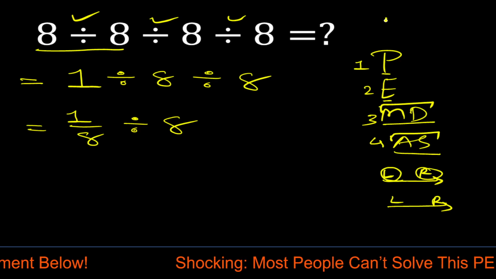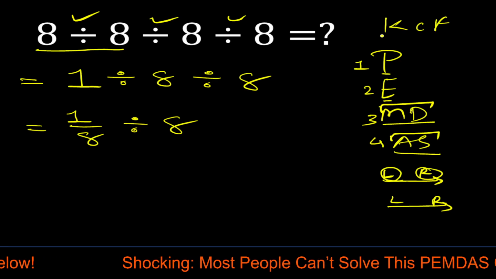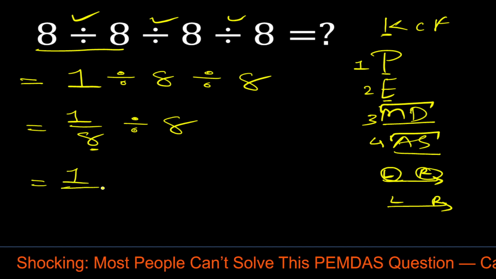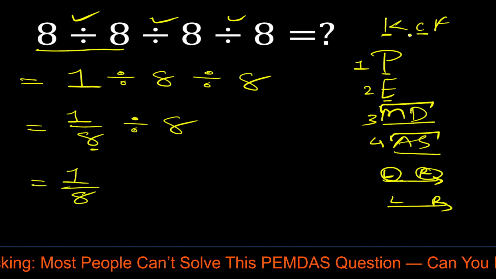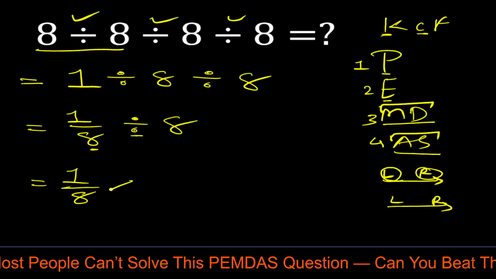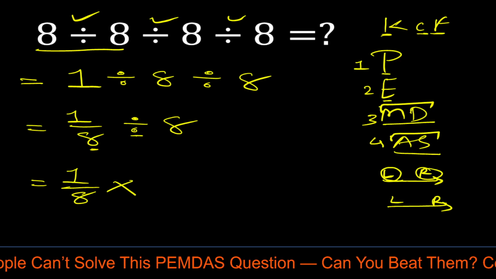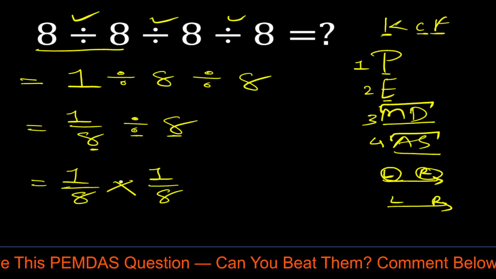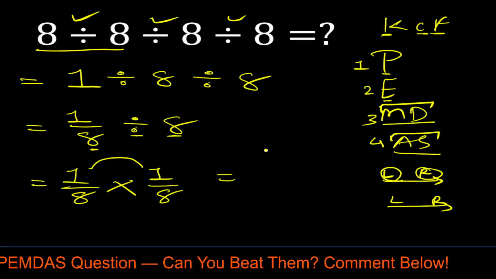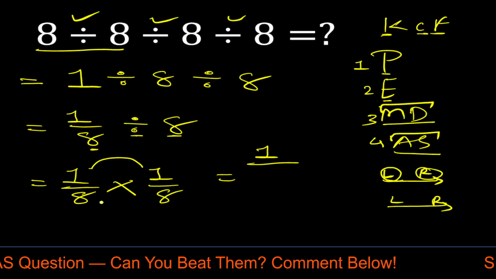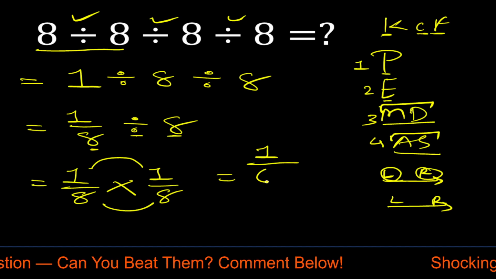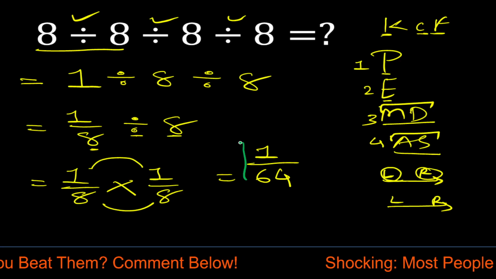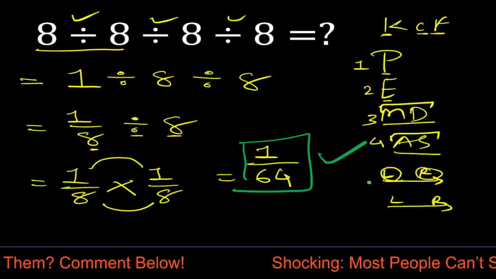So now according to KCF rule, K means keep this first fraction 1 upon 8 as it is same. Then C means change this sign from division to multiplication. Then F means flip this 8 is equal to 1 upon 8, right? Now 1 times 1, so 1 times 1 is equal to 1. And 8 times 8, so 8 times 8 is equal to 64, right? So the correct answer is 1 upon 64.